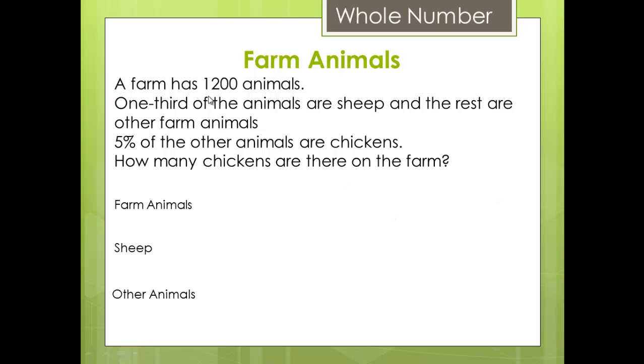Alright, farm animals. Okay, we've got 1,200 animals over here. 1/3 of the animals are sheep. The rest are other farm animals. 5% of the other animals are chickens. How many chickens are there on the farm?